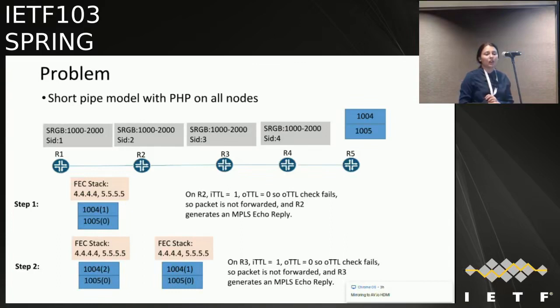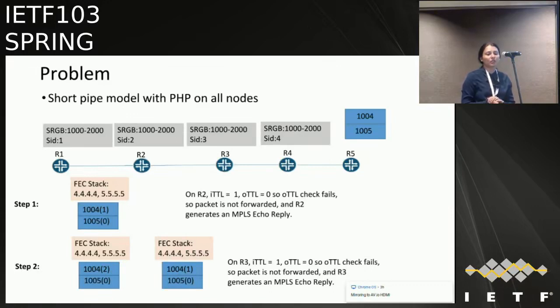So at R3, the label gets popped, and the bottom label gets exposed. When R3 sends the transit return code to R1, R1 further increments the TTL of the top label to 3, and then the MPLS traceroute procedure, the MPLS echo request message, is sent again.